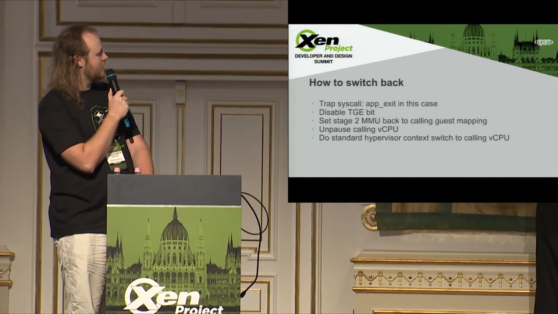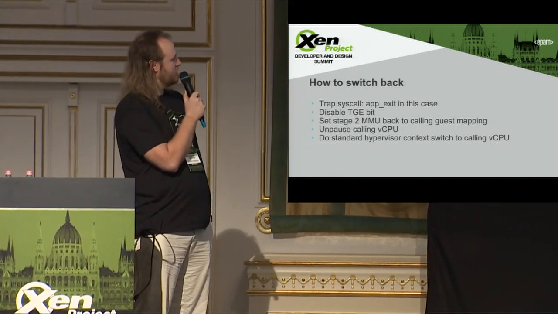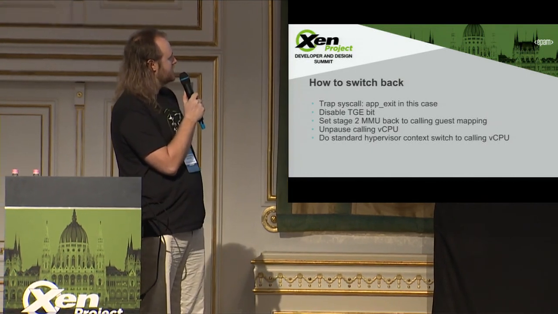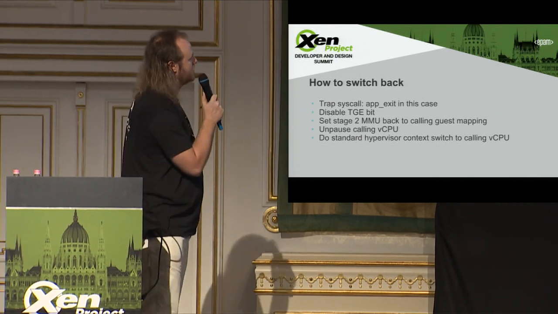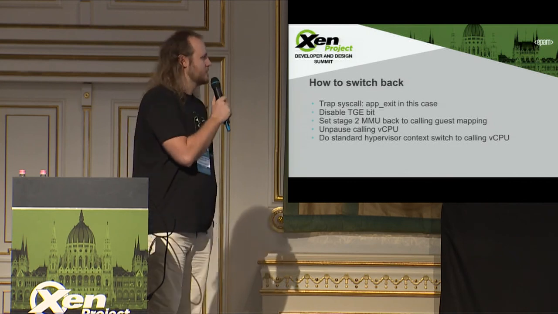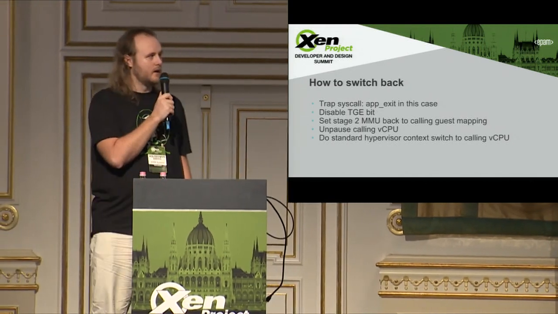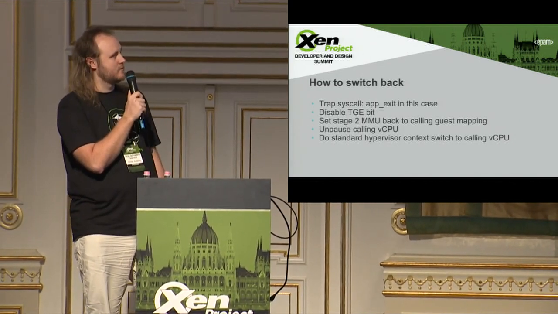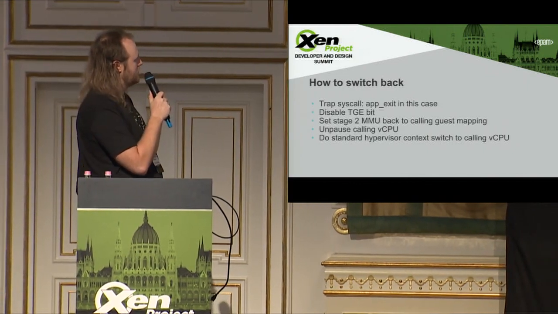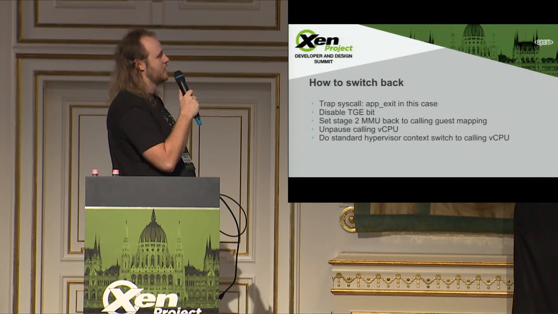And when it's done, the application calls an exit syscall, which is trapped by XEN. The handler for this syscall disables the TGE bit, configures the MMU back to the domain, and pauses the vCPU and switches to it. You may notice that there was no virtual GIC context switching, because the application does not use interrupts. And it makes the switch faster.